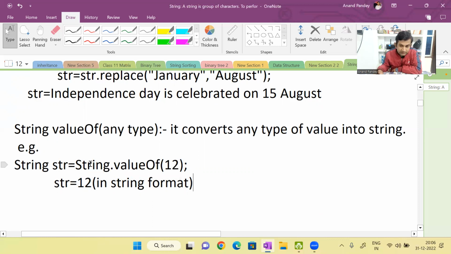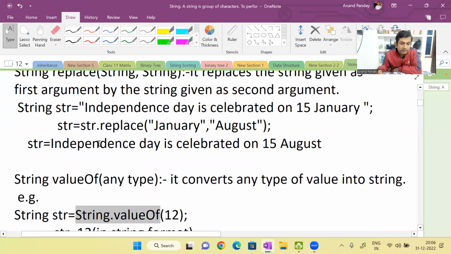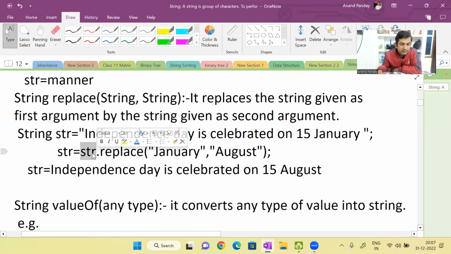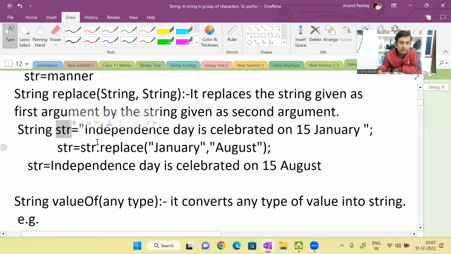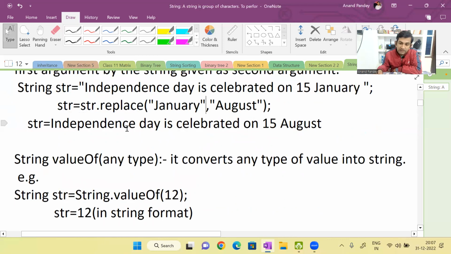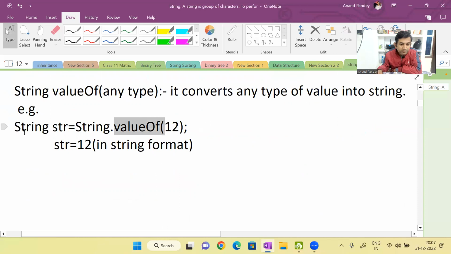Okay, and please see carefully how I'm calling this function. The way of calling this function is by the class name. String is the class, String.valueOf. See the other functions, how we are calling them. We call them by str. What is str here? If String is a class, str is an object. So all the other functions we have called using an object. But here we are calling this function by class name. Please be careful, it's very unique and you may forget how to call this function. So please keep in mind that we call this function by class name.